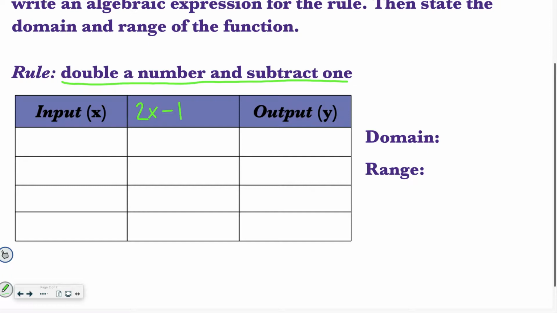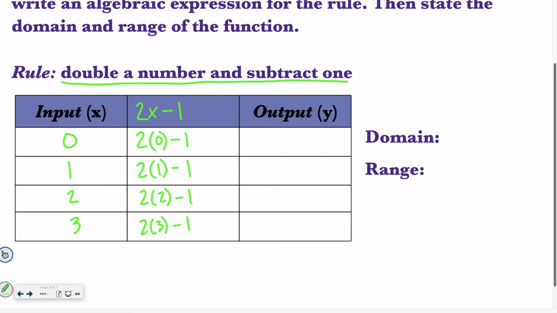Then we are told that we need to pick 4 different input values, so those are our x values. I'm just going to do 0, 1, 2, and 3. But really, you can pick any 4 numbers, as long as they're different from each other. Then, for the middle column, anywhere that there's x, you replace it with the number from that row. So first I replace it with 0, then 1, then 2, and then 3.